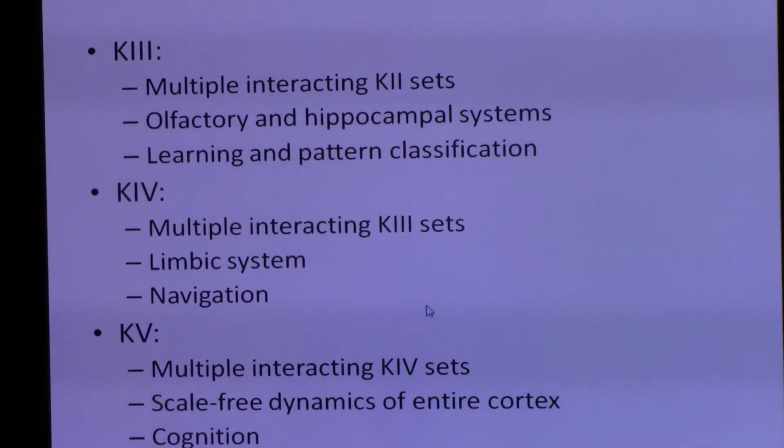Now, with multiple interacting K3 sets, he has a model for the entire limbic system, which is the hippocampus and a number of other areas, and claims that cognitively this will accomplish navigation. And K4 sets interacting can give you the whole cortex, and it is believed by Freeman and colleagues that cognition, the brain's ability to cognize, can be explained by this level of analysis.